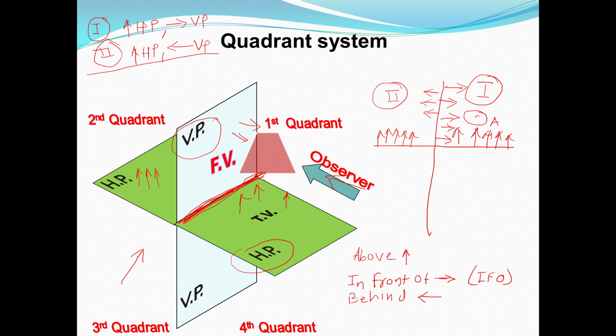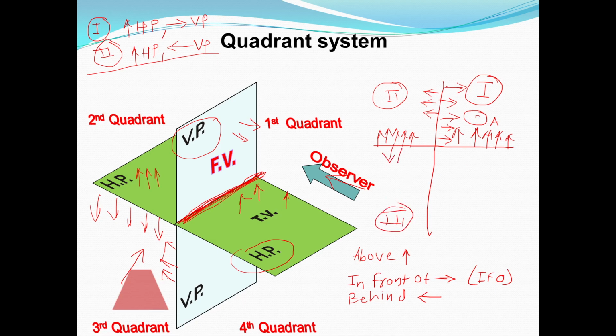Now you can tell me what it is for the third quadrant. Look, this is the third quadrant. The object is now in the third quadrant. Check the position of this object with respect to the horizontal plane. You can clearly see it is below the horizontal plane, not above. With respect to the vertical plane, it is behind the vertical plane. So for the third quadrant, the position of the object is below the horizontal plane. The fourth word is below.